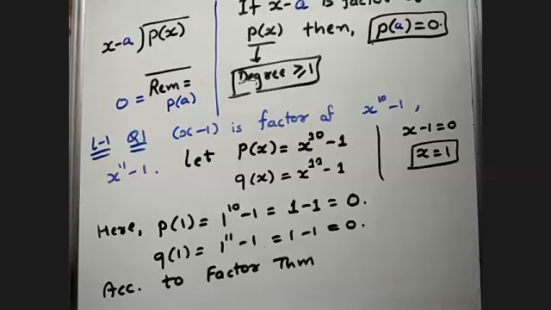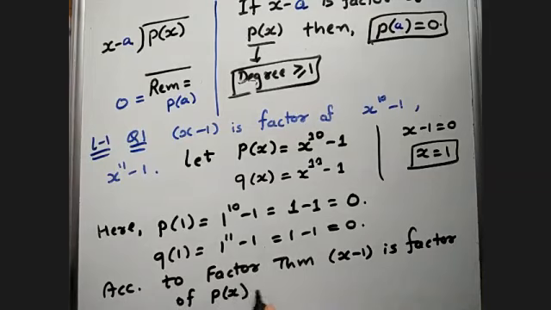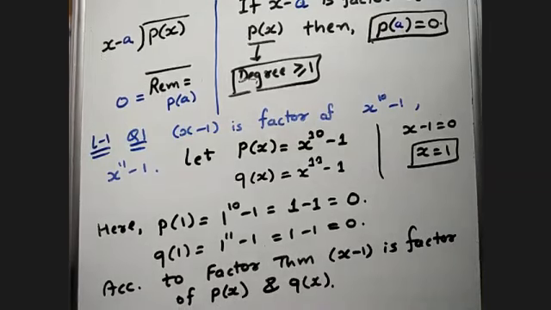Okay, welcome back everyone. So here, according to factor theorem, if I am getting P of 1 and Q of 1 is 0, so x minus 1 is a factor of P of x and Q of x. Okay, so this is my question number 1.